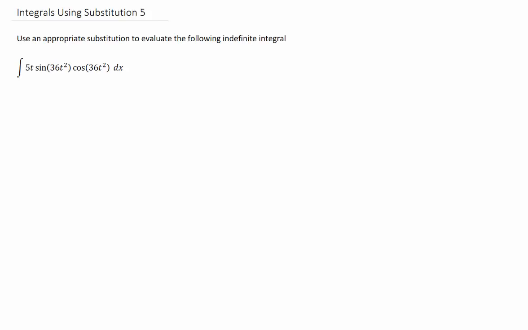There are actually a few different ways to do this problem. Probably the simplest way would be to choose a u value of sine of 36t squared. Now that might not be your obvious first choice, so I think we should probably do this problem a few different ways. But let's see what happens if you choose this as your substitution variable.